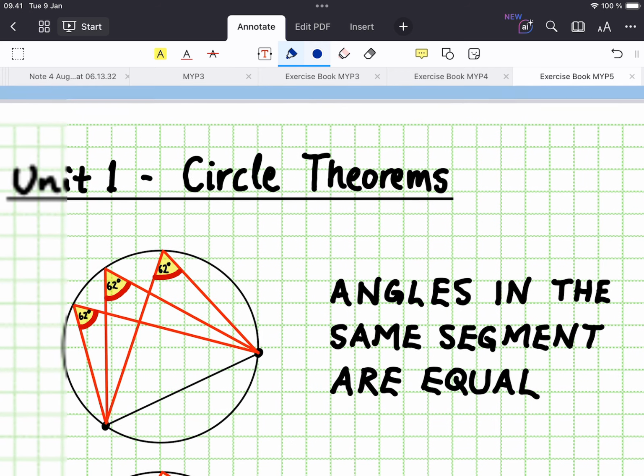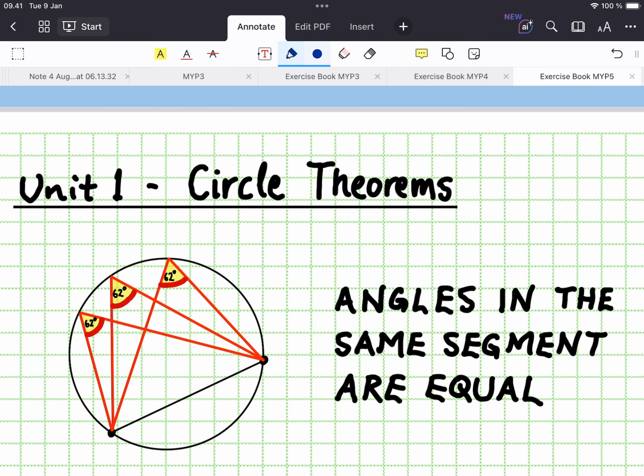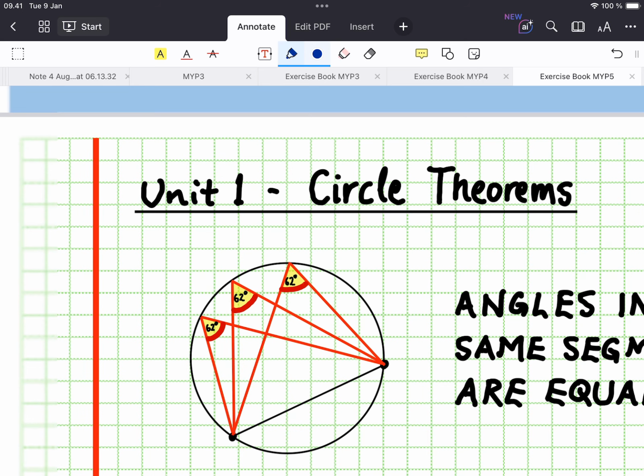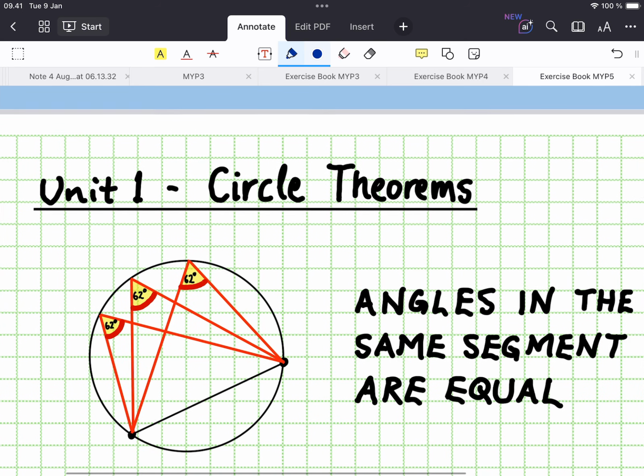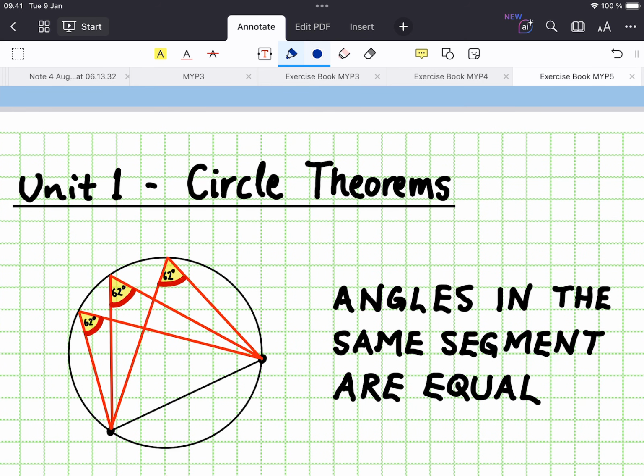So in your notebooks now, please put the heading Circle Theorems, put a nice margin at the side of the page, make the book super neat, and draw the diagram super neatly with the key statement, angles in the same segment are equal. That's going to be our first circle theorem. So pause the video while you do that, please. And then we'll come back for the second one.